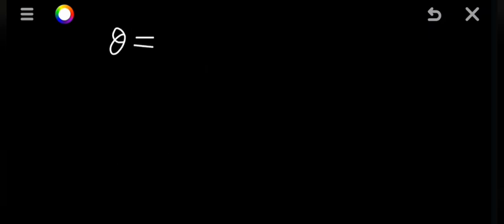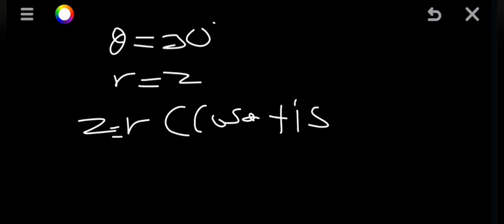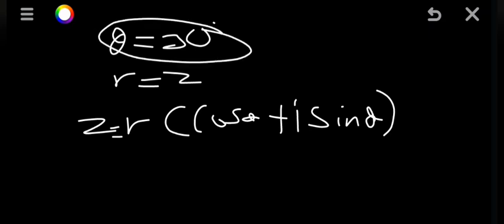Since our theta here is 30 degrees, and also r is 2, remember the polar form here is z equals r, open bracket, cos theta plus i, which is the imaginary part, sine theta. So meaning our theta here is what? 30. Now sometimes you are going to find that this angle here can be expressed in radians.